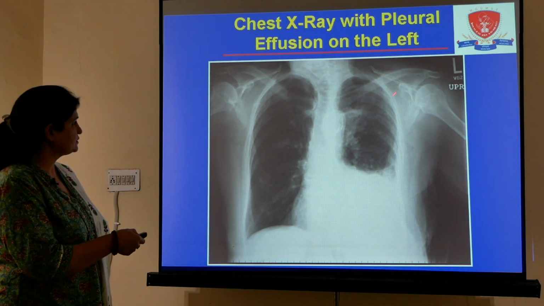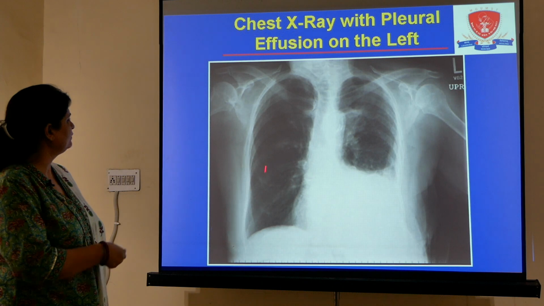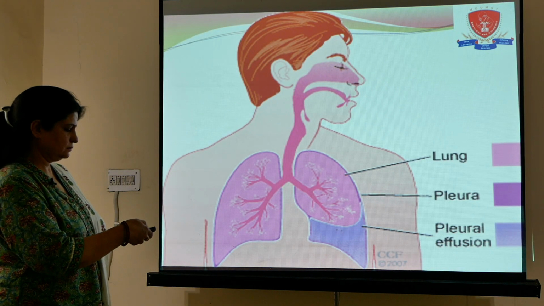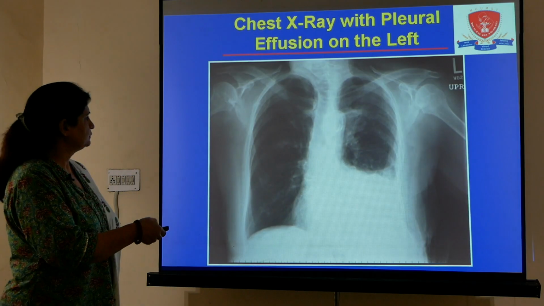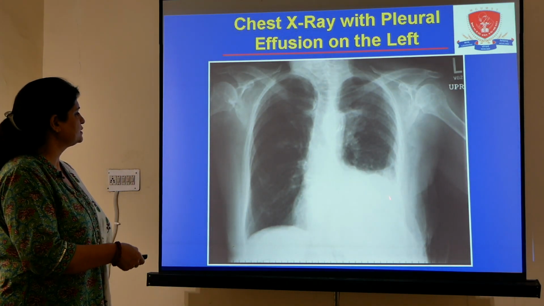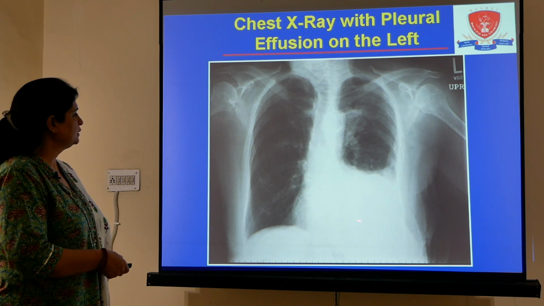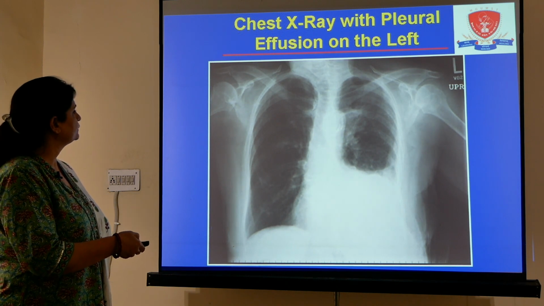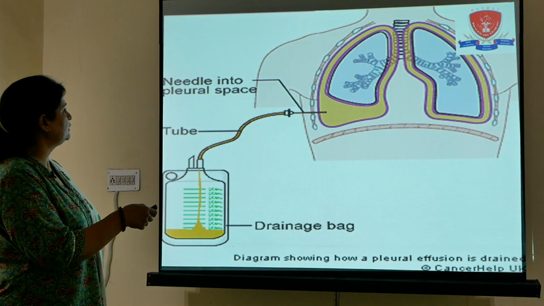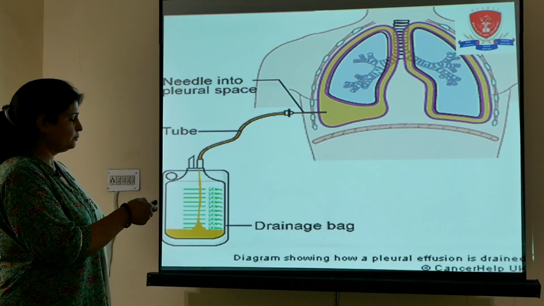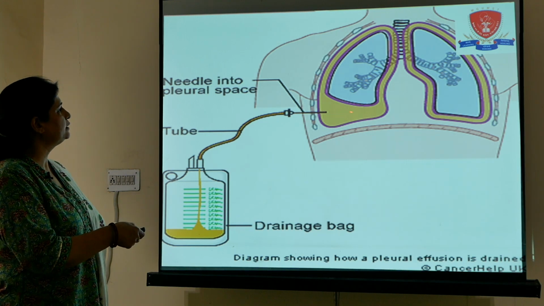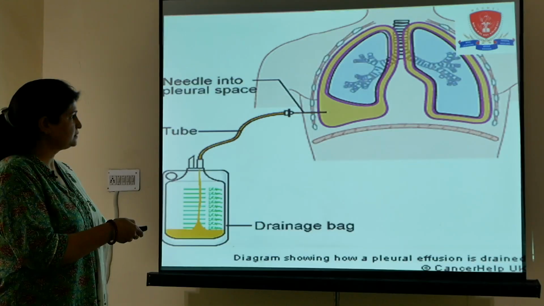This is the chest X-ray showing the same. This is hyperinflation of the lung and this is the collapsed lung and this is the effusion. The opaque part is the effusion. This is how the fluid is drained through intercostal drainage. The fluid present over here is drained after insertion of the needle through the intercostal space.